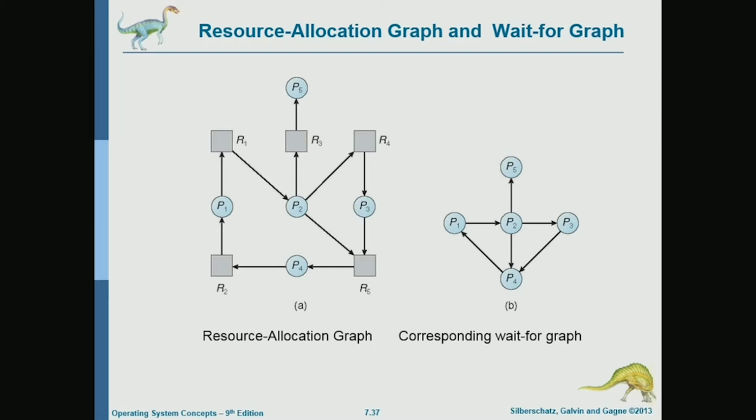So for example, P1 is waiting for an instance of R1, and that instance of R1 is held by P2. Then P1 is necessarily waiting for P2, right? Because P2 has the only instance of the resource. If there had been two instances of R1, we wouldn't have been able to say that P1 is necessarily waiting for P2. But P1 is necessarily waiting for P2 because there is only one instance.